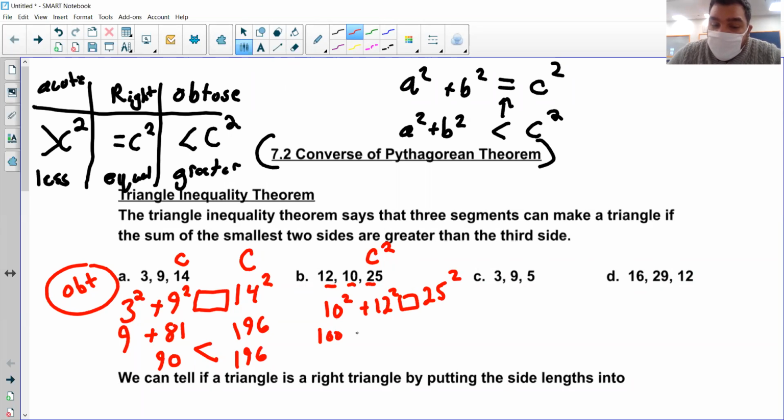10 squared is 100. And there's no shame in using your calculator. I just know this because I'm a math teacher. 12 squared is 144. And 25 squared is 625. 144 plus 100 is 244. But 244 is definitely smaller than 625. Or another way to say it, 625 is bigger than 244. So this is obtuse. Is it obtuse?